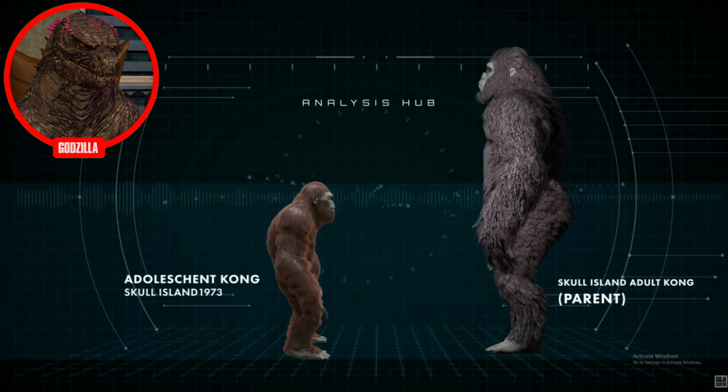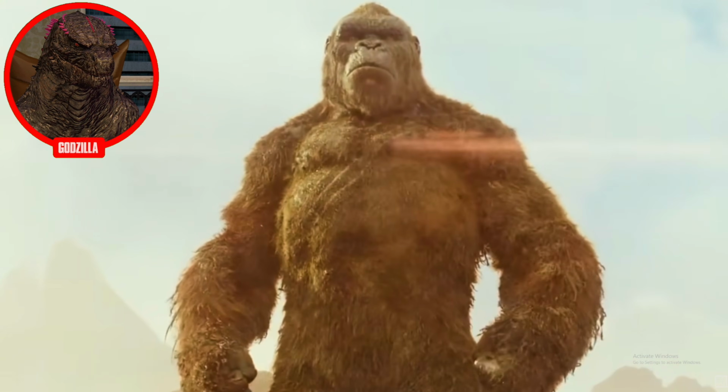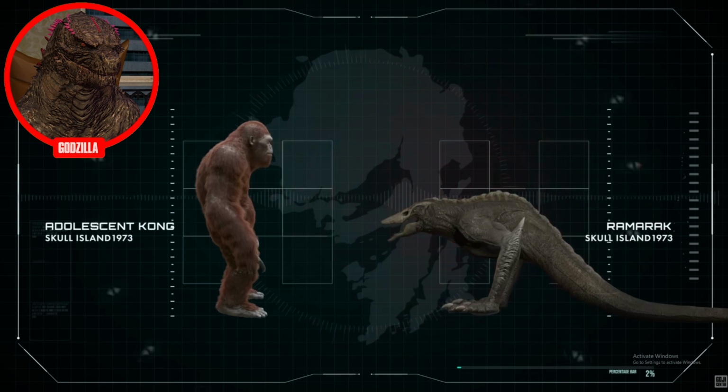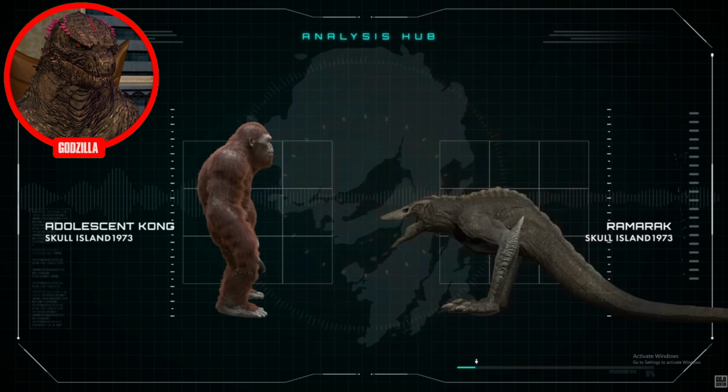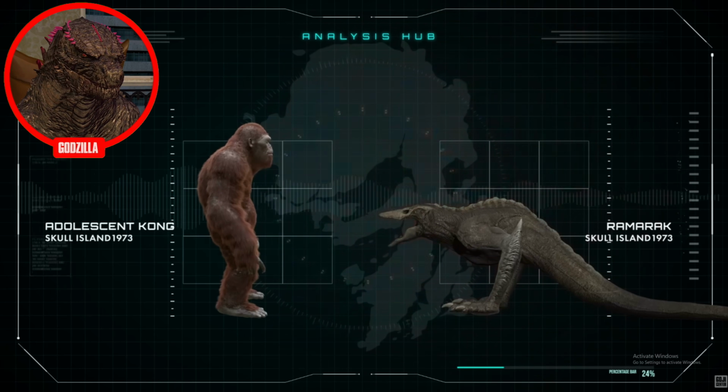Something is a little bit off here. Kong between infancy and adolescence has grown less than he should. Why? Stress. Ramarak was still around, and the presence of this one plus the remaining predators would have made Kong go through the said indeterminate growth.